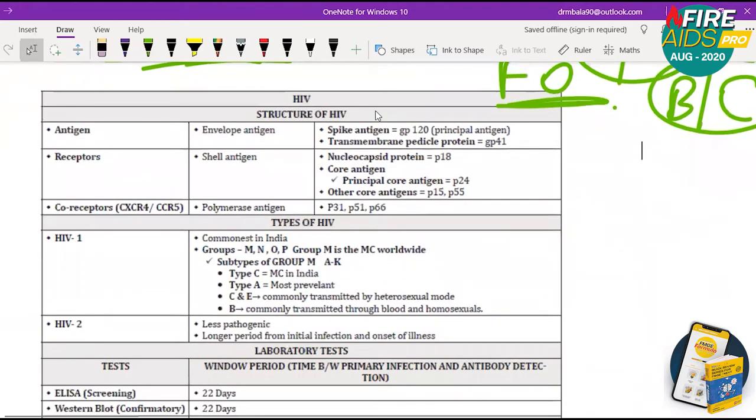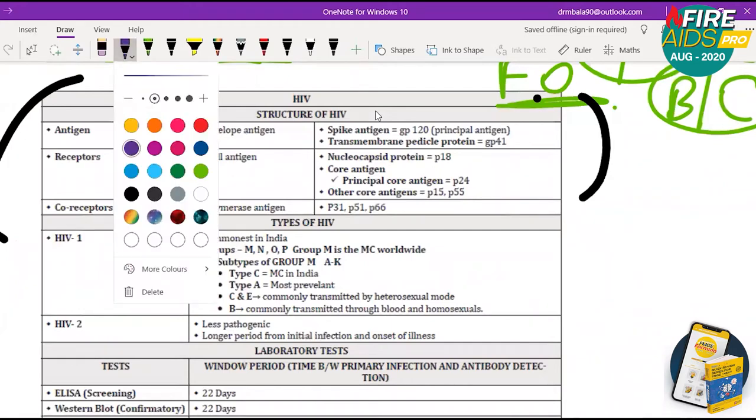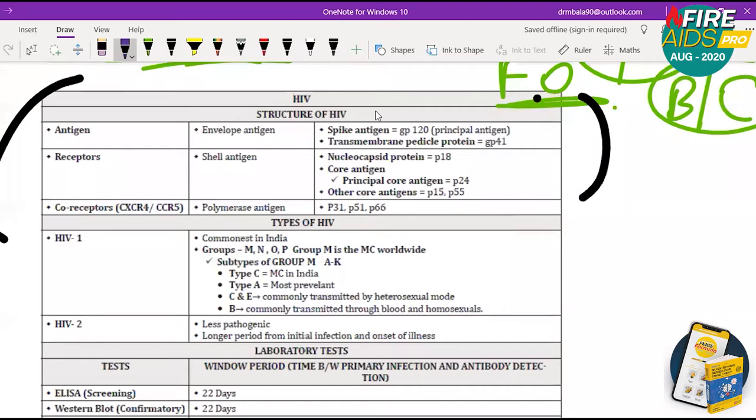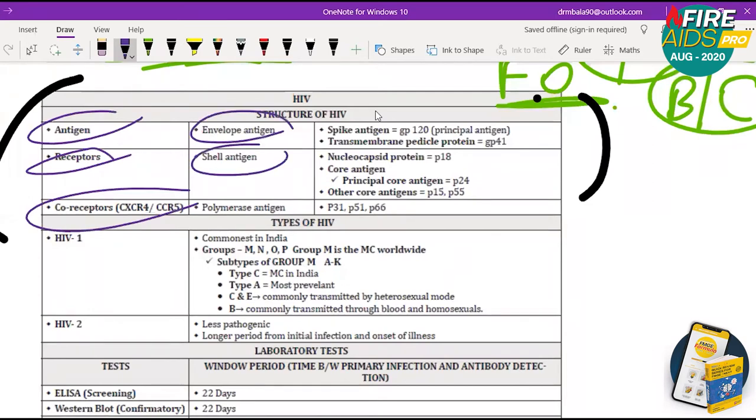Now we can go to the next one, HIV. Previously, in 2013, 14, 15, they were giving some importance to the structure of HIV. But after that, this type of question has not appeared in FMG till now. What appeared previously is that you need to know HIV as an antigen has some receptors and co-receptors along with it. It could be the envelope antigen or shell antigen, polymerase antigen. You need to know that the spike antigen is GP120, the principal antigen.